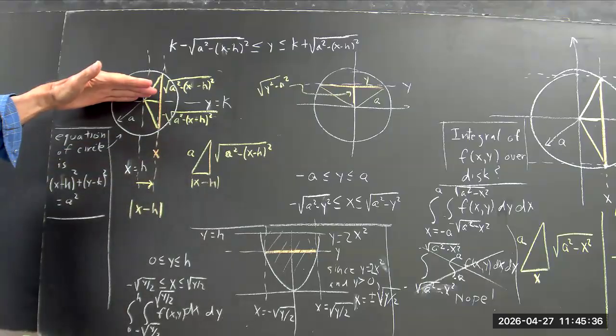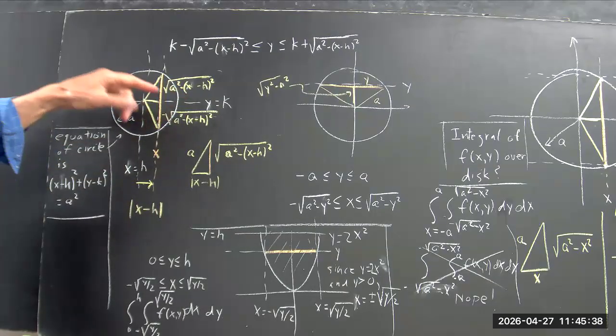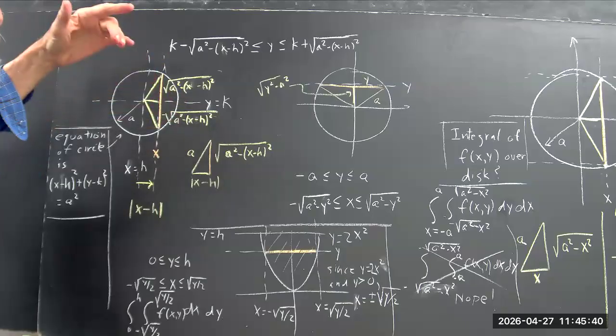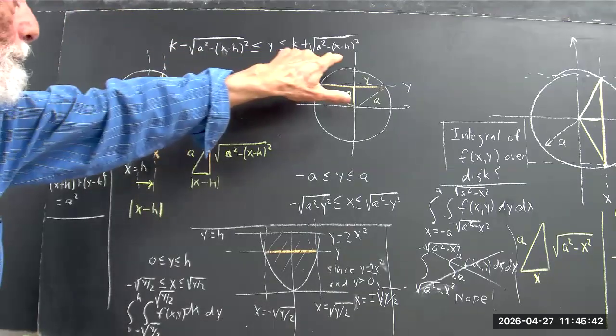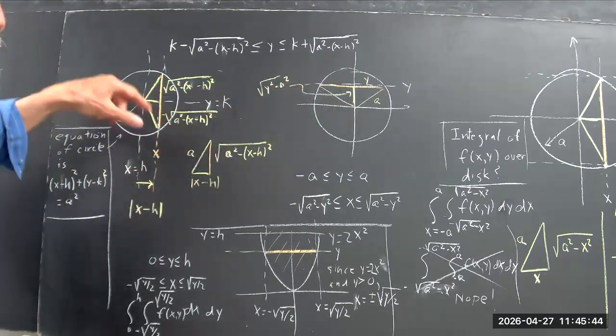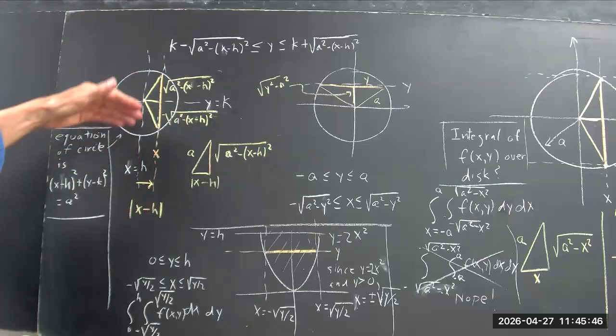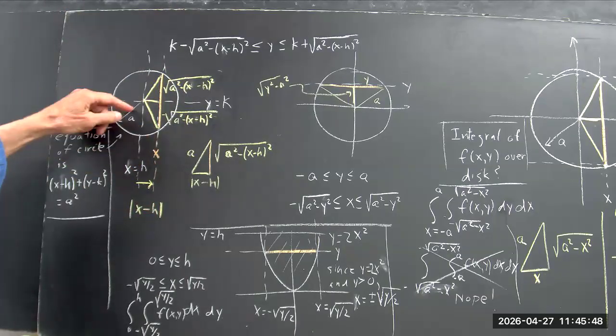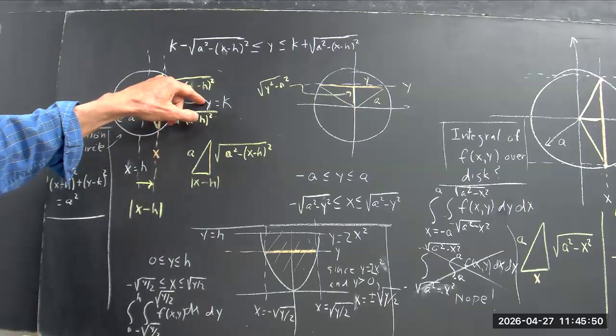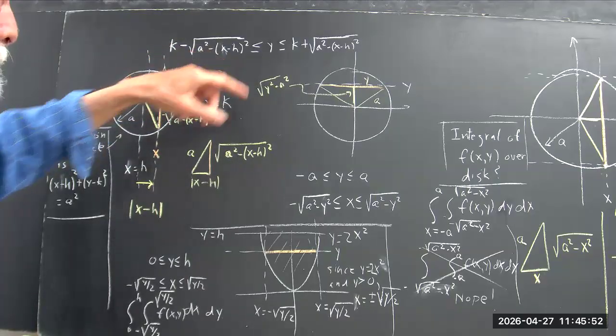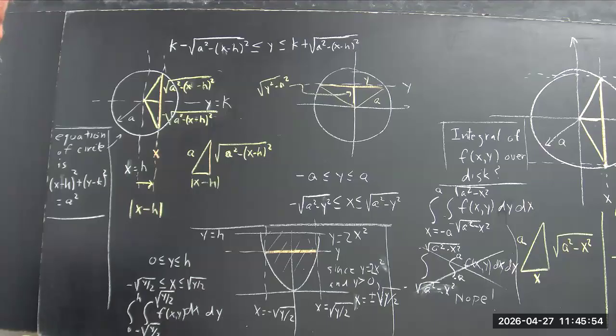Y is k up here. We go this far higher, and we get k plus that square root. If we go that square root lower than where y equals k, we get k minus the square root. Okay, now what are the limits on x? See if you can write them out.